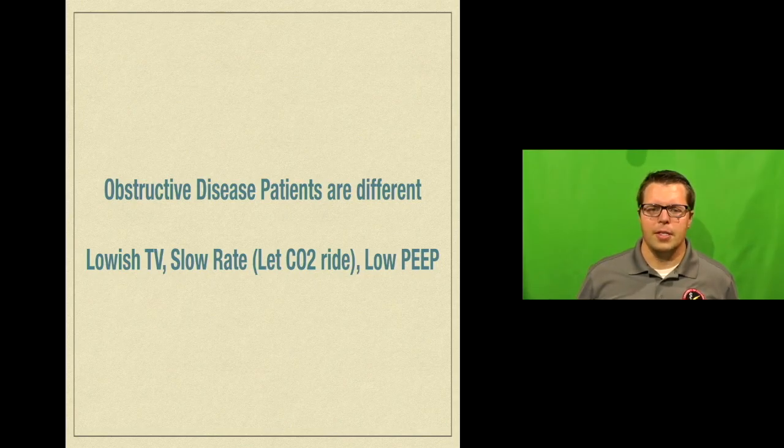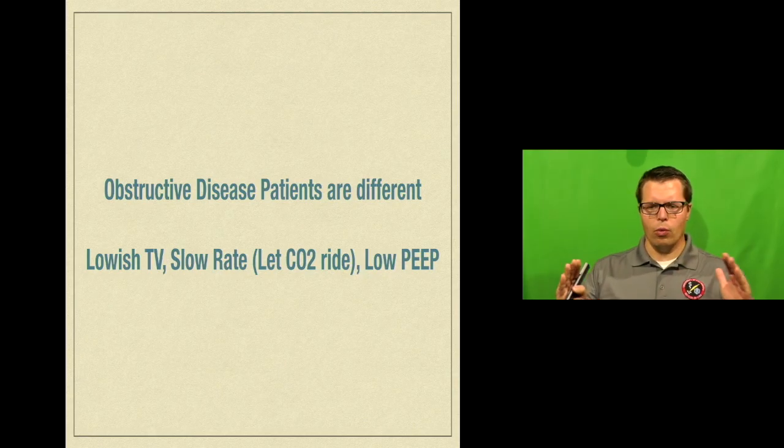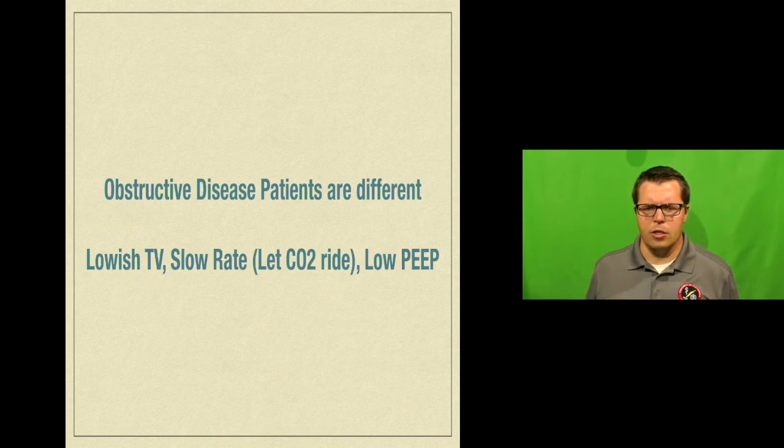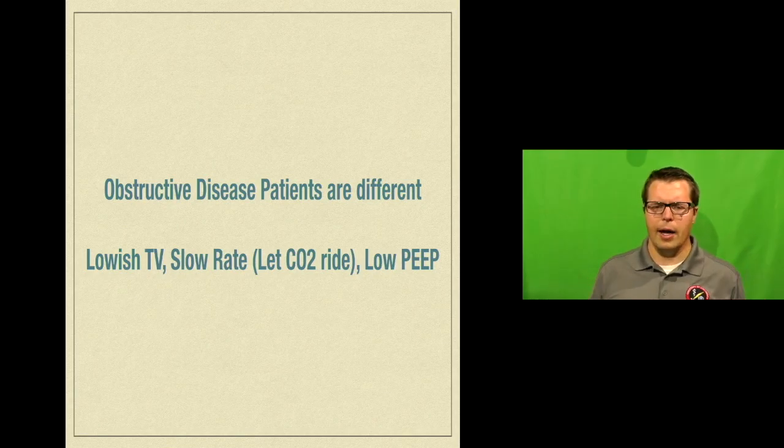Folks with obstructive lung diseases like asthma and COPD are different. We're going to use a relatively low-ish tidal volume. We're going to slow that rate way down, and if that means their CO2 goes up, that's okay. That's fine. They'll tolerate it as long as we can oxygenate them reasonably. And we're going to use a relatively low PEEP in these guys. So slow rate, long I to E ratio in order to let the patient breathe out so that we can get air back in.